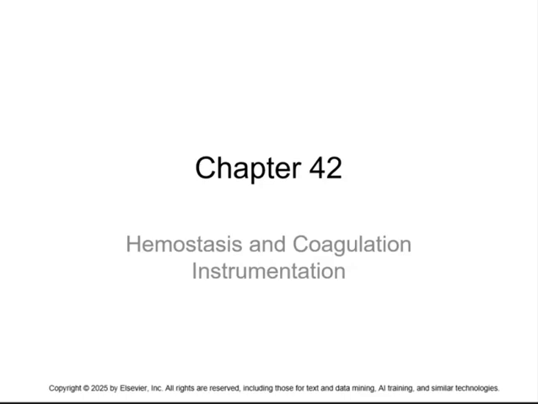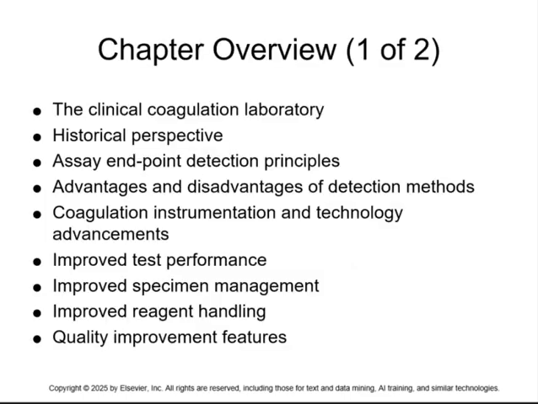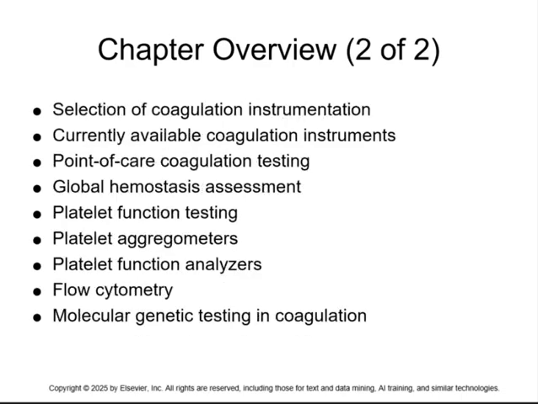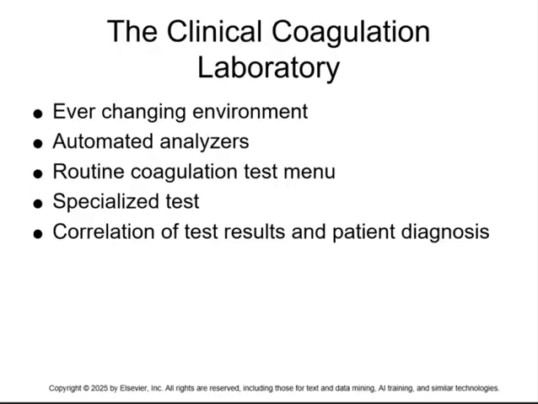Chapter 42, Hemostasis and Coagulation Instrumentation. So we'll go over the different types of laboratory coagulation instruments, advantages, disadvantages, all the methods that we're going to use to detect it, platelet function stuff, point of care, genetic testing.